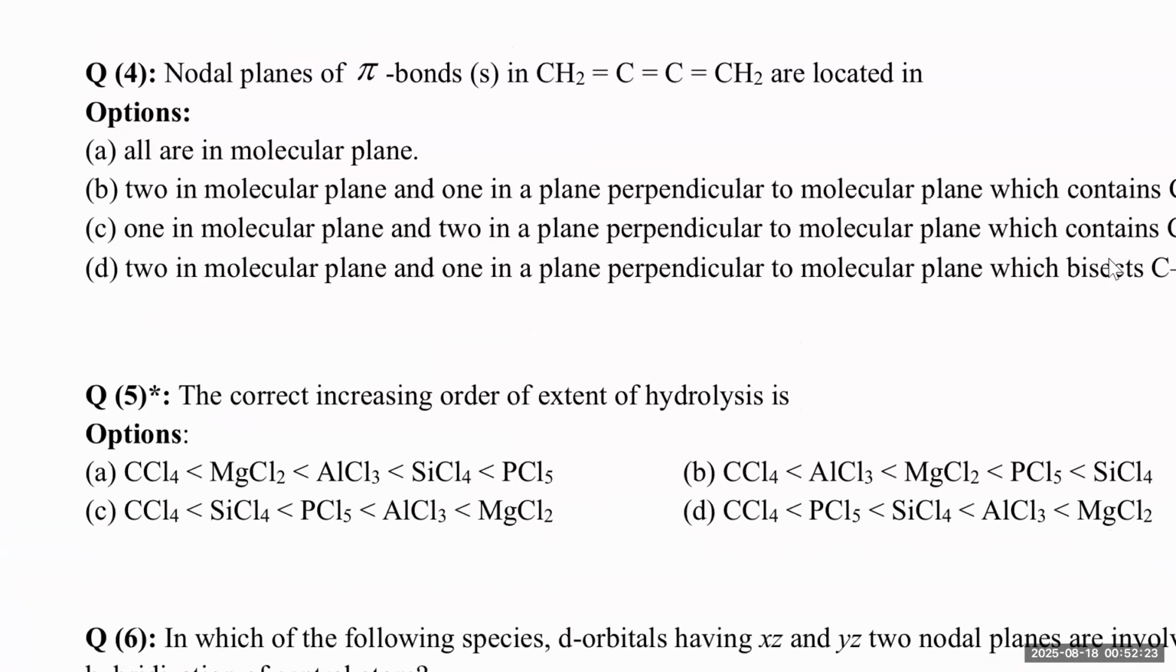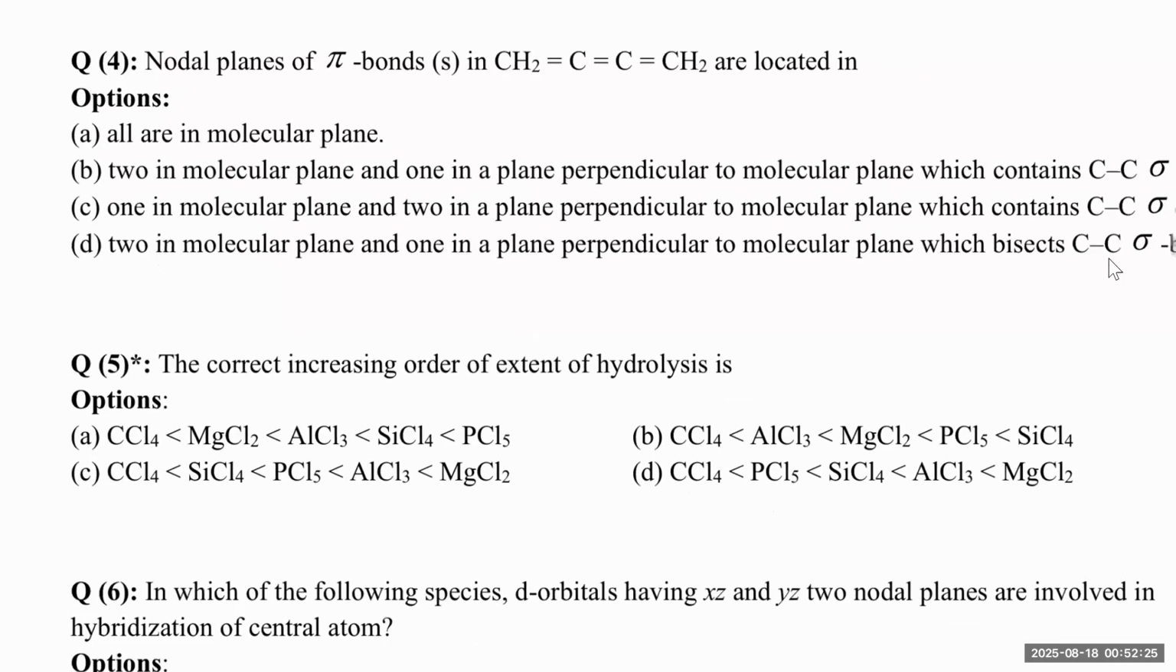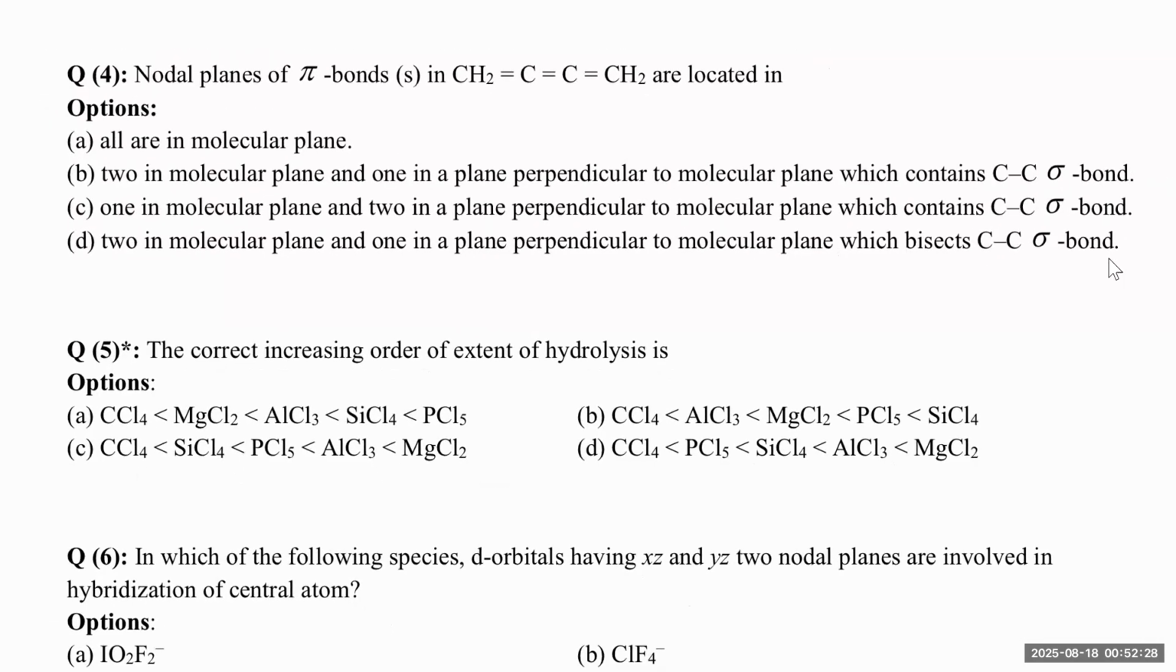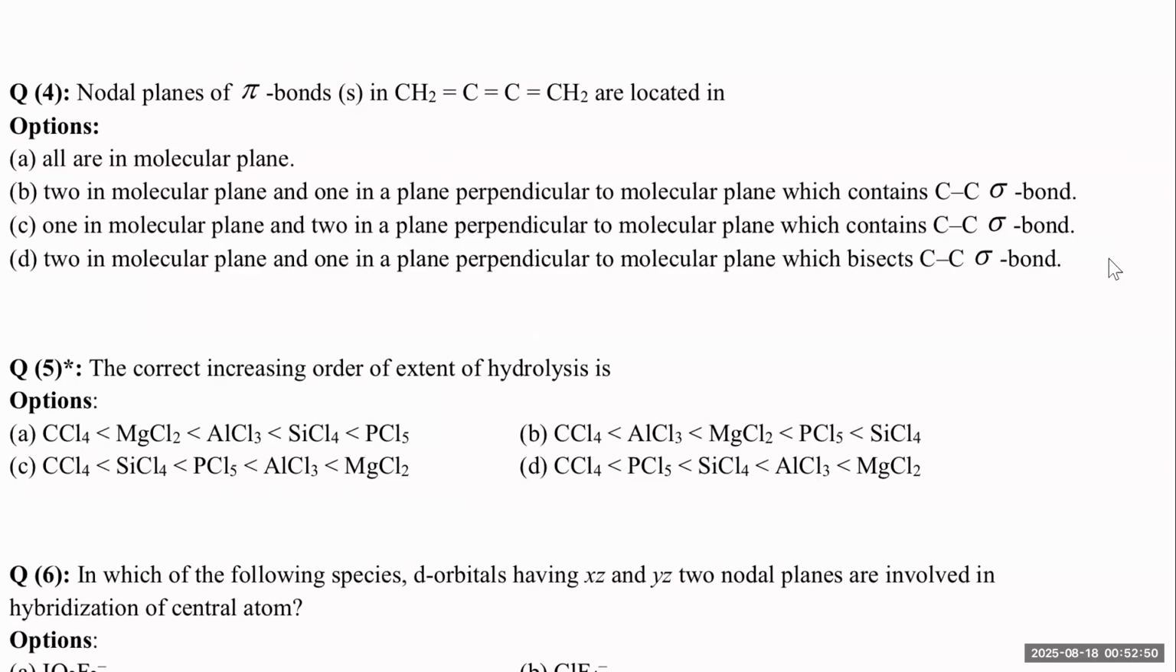Right. Next. Nodal planes of pi bonds in this four carbon allene are located in which particular position? Four carbon allene, where are they located? Okay. Nodal planes are those planes where you do not find any electron at all, isn't it? So if you notice, when it comes to four carbon allene, let me put it like a plane here first because all of them will be planar only.